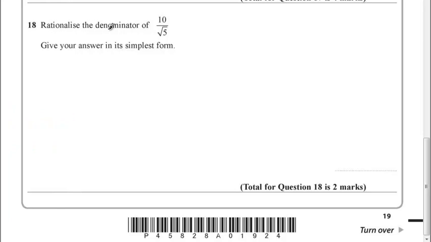Question 18, we have to rationalise the denominator of 10 over root 5. The way we do that is to do root 5 over root 5. We're going to times them, of course. And root 5 over root 5 is 1. Any number over itself is going to be 1. So we end up with 10 root 5 over 5. A square root times itself is going to get back to its original number. The 5 then cancels with the 10, and I think that is the simplest form.